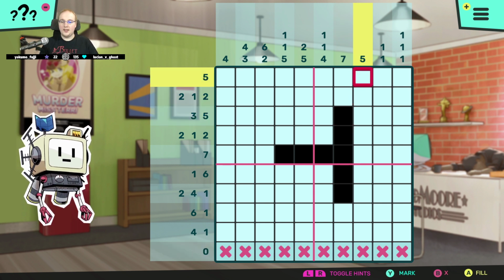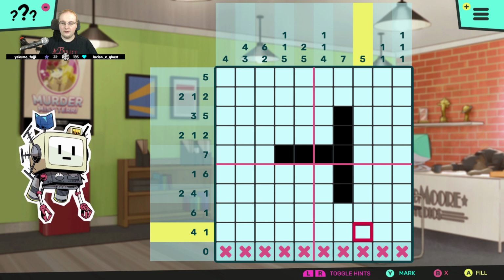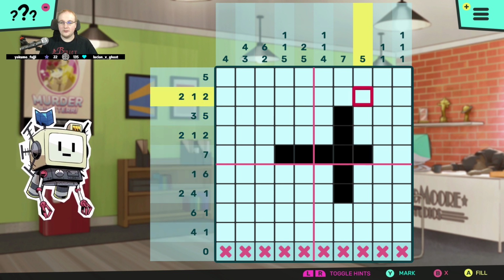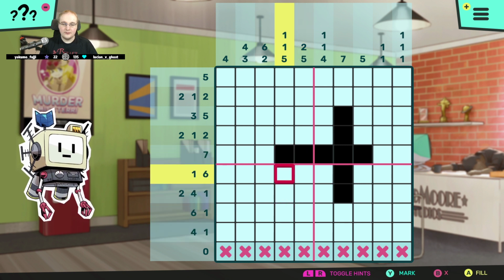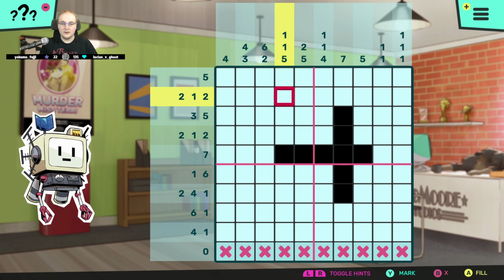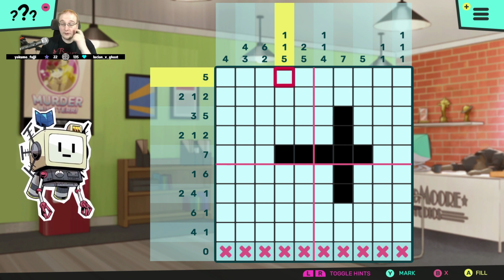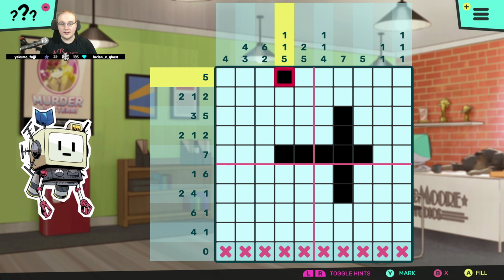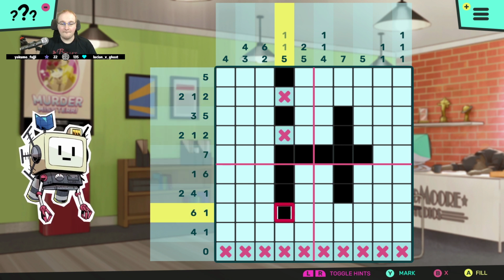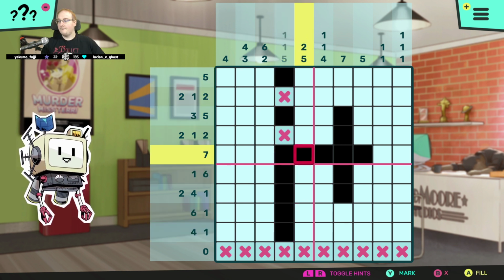Now the 5 as well, because of the vertical 5. 1, 2, 3, 4, 5. Okay. Any other vertical 5s? 2, 3, 4, 5. 1, 2, 3, 4, 5. But to fit the 2 1s in as well, there's got to be a gap between each. So there's 5, 6, 7, 8, 9, and we've got one missing. So that's got to be that.